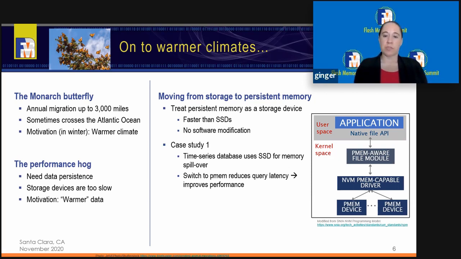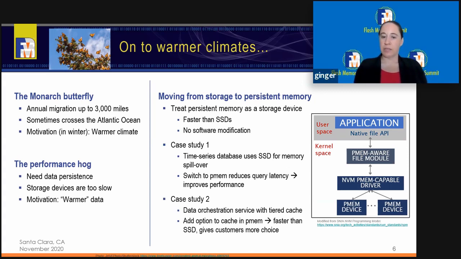And before persistent memory, they were using an SSD when their memory spilled over. So they were doing some sort of queries and calculations, and anytime they ran out of memory, they were paging to SSD. When they switched to using persistent memory instead, this really reduced the query latency, which then of course improves performance. Because you can get an answer that much quicker, you can do a lot more with your application.